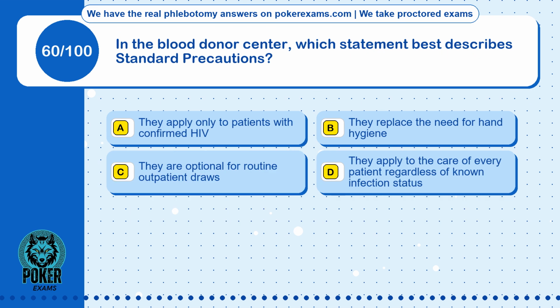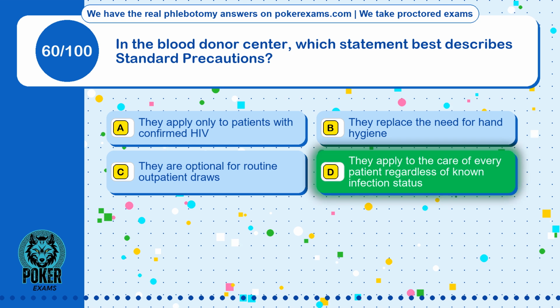Question 60. In the blood donor center, which statement best describes standard precautions? Option A. They apply only to patients with confirmed HIV. Option B. They replace the need for hand hygiene. Option C. They are optional for routine outpatient draws. Option D. They apply to the care of every patient regardless of known infection status.